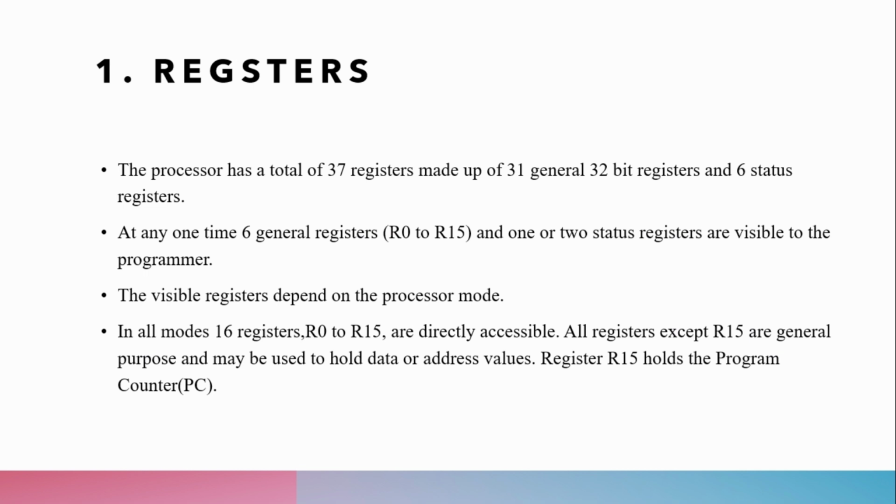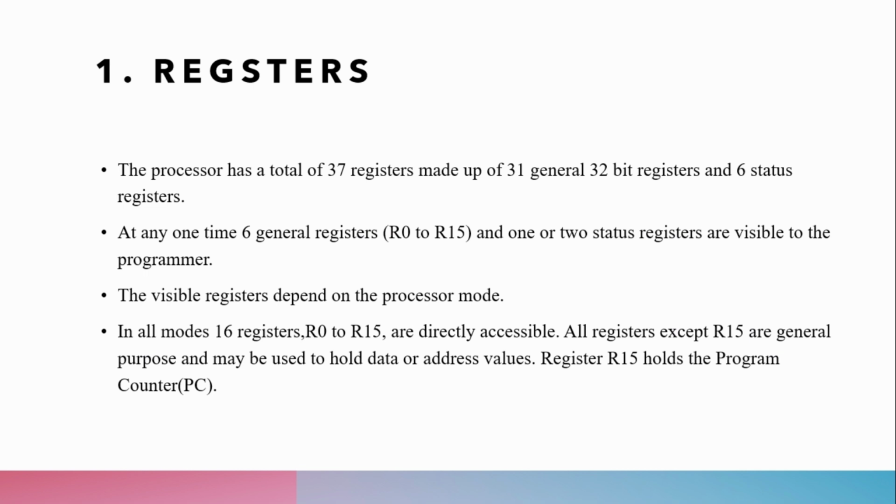Speaking of registers, the processor has 37 registers made up of 31 general 32-bit registers and 6 status registers. At any one time, 16 general registers R0 to R15 and 1 or 2 status registers are visible to the programmer. The visible registers depend on the processor mode.